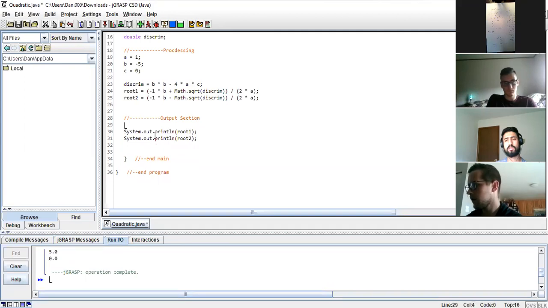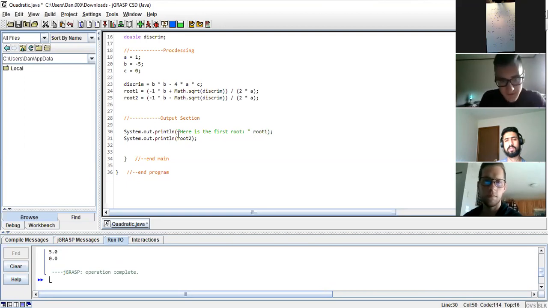And again, output of 5 and 0 is really boring. So I would go through and put in the string literal. For example, I would go inside of system.out.println and do double quotes. Here is the first root. And a double quote. What was the thing I put between them? It was a plus operator, right?